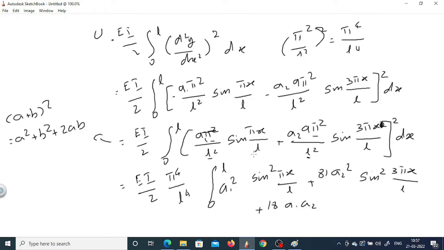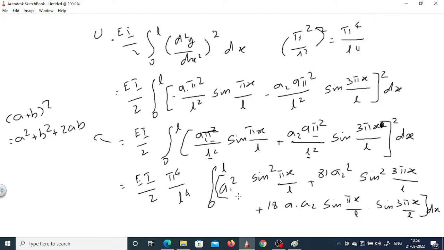Yeah, the first term sine pi x by L, the second term sine 3 pi x by L. So here sine pi x by L into sine 3 pi x by L. Likewise, I can write into dx. So which is the form after I substitute d square y by dx square value in this equation, and also I can replace a plus b the whole square, I can rewrite the total term.